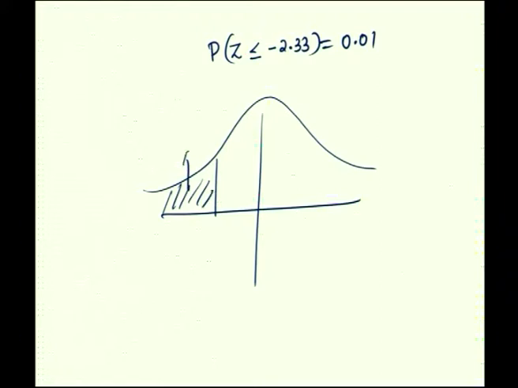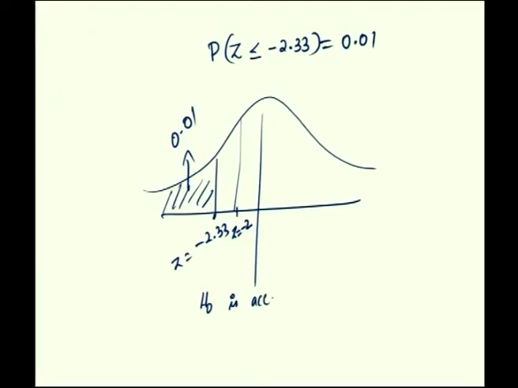This area is 0.01 and this is minus 2.33. Now Z equal to -2 lies here, our statistic value, and since it is not in the rejection region, H naught will not be rejected. Since it is not lying in the critical region corresponding to 1% level of significance, H naught is not rejected. In the sense, H naught is accepted when Z is equal to -2 at 1% level of significance.